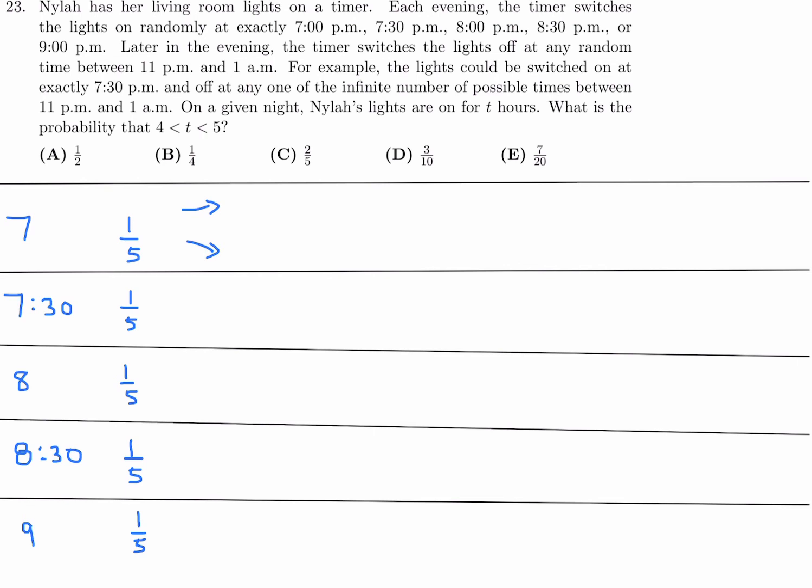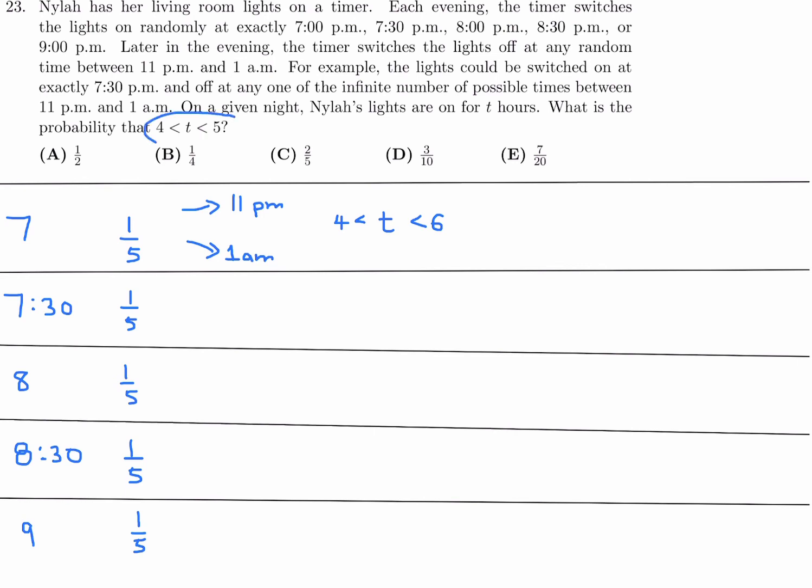Well, if it starts at 7, it goes anywhere between 11 p.m. and 1 a.m. So 11 p.m. to 1 a.m. is sort of the boundaries. And what that would create is times of 7 to 11 is 4 hours, but 7 to 1 a.m. is 6 hours. So time in this scenario can be anywhere from 4 to 6 hours.